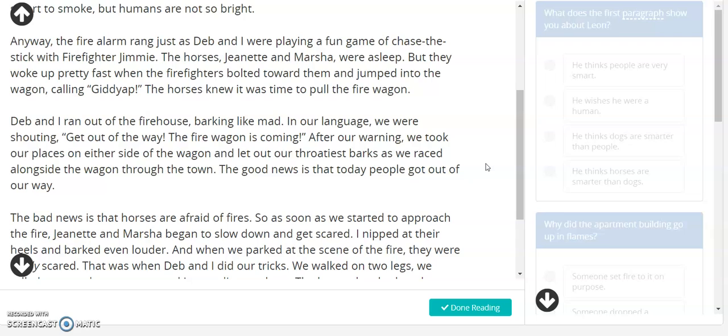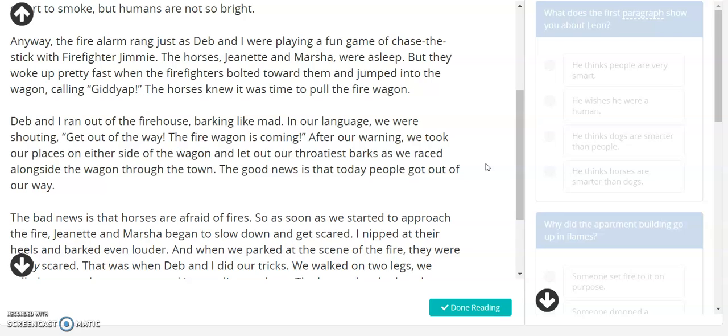Anyway, the fire alarm rang just as Deb and I were playing a fun game of Chase the Stick with firefighter Jimmy. The horses, Janet and Marcia, were asleep, but they woke up pretty fast when the firefighters bolted toward them and jumped into the wagon, calling, "Giddy up!" The horses knew it was time to pull the fire wagon.